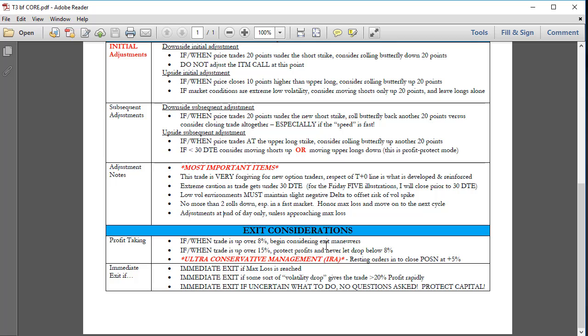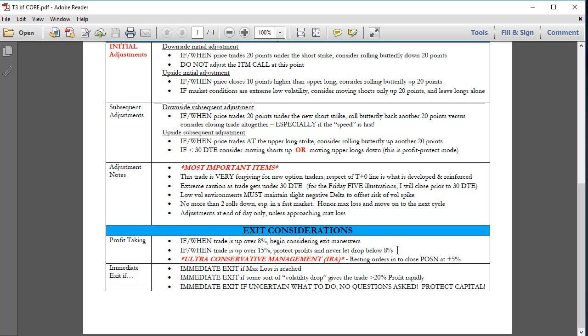If one trades up over 8%, begin considering exit maneuvers. If you're up over 15%, protect profits and never let it drop below 8%. I refer to that as tightening the noose.